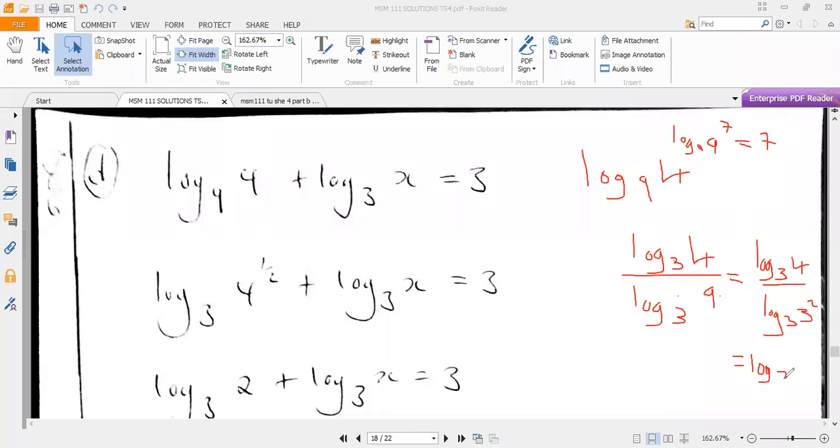log base 3, isn't it? Of 4 over, here, when the 2 comes down here, it will be 2 log base 3 of 3, isn't it?